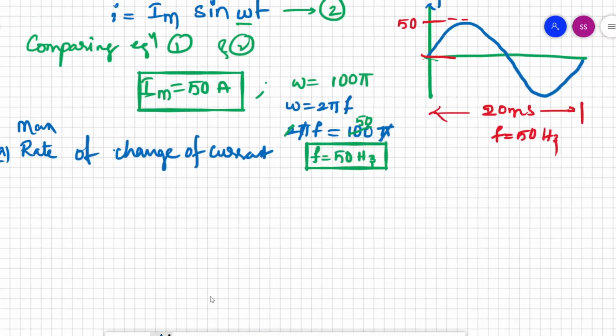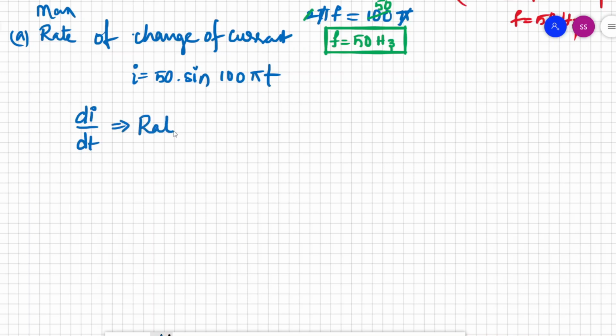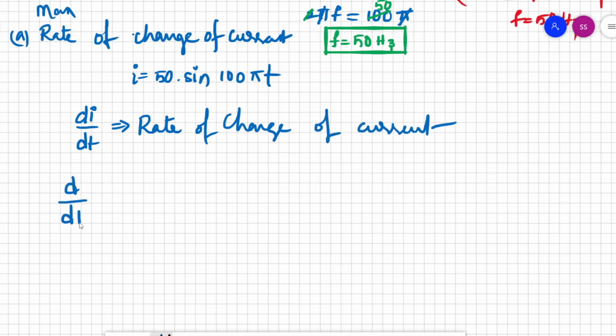So what is the current waveform we are given? We are given the current waveform, that is i equal to 50 sine 100 pi t. So this was the waveform given. We need to find the greatest rate of change of current. Rate of change of current is nothing but di by dt. Okay, so let us find d by dt of that current i.